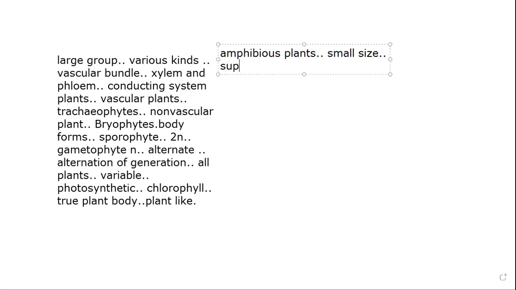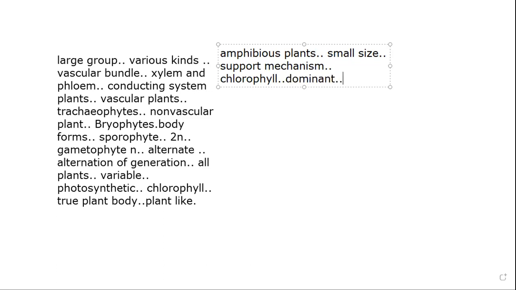Then they do not require any kind of extra support mechanism because the body is small and very light. These bryophytes also have chlorophyll, which means that they will produce their food by themselves. In bryophytes, something very important is we see alternation of generation.